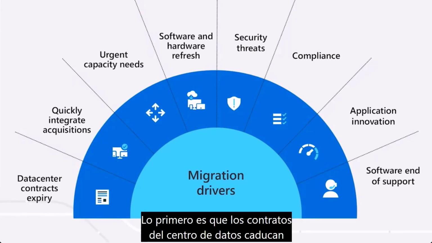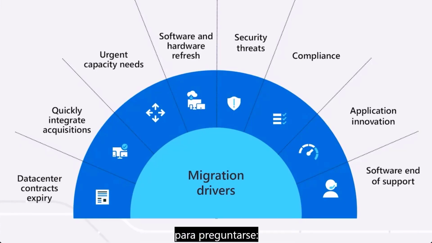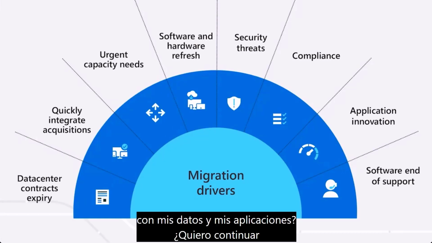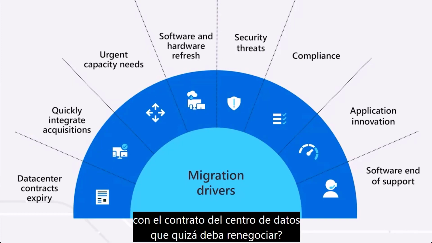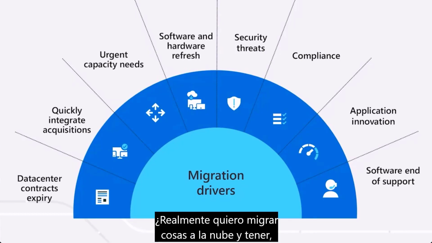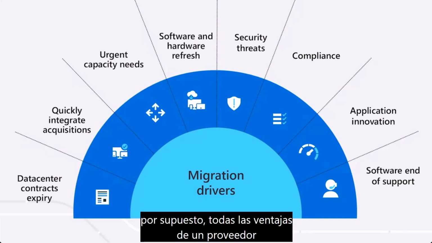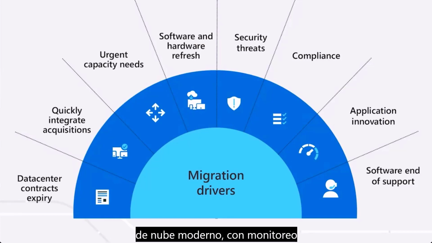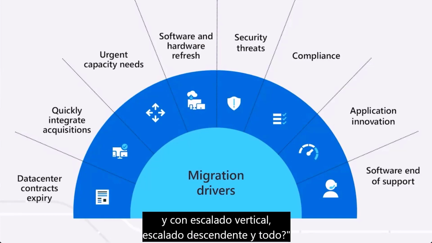So the very first thing is maybe your data center contracts are going to expire. And it's a good time to ask yourself, what do I want to do in the future with my data and my applications? Do I want to continue with a data center contract that I need to maybe renegotiate, or do I want to really move things to the cloud and have, of course, all the advantages of a modern cloud provider with monitoring and with the scale up, scale down and everything?